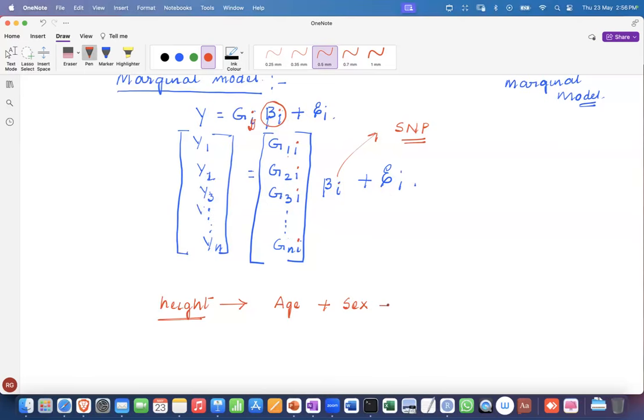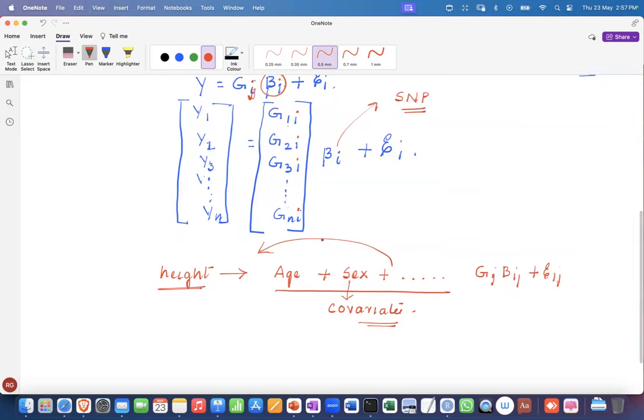Likewise, there may be several other parameters which may affect height besides the model which I told you, as the Yj and Bij and Eij, right? That's what I told you here, right? Whatever it is, see, all these factors are said to be covariates.